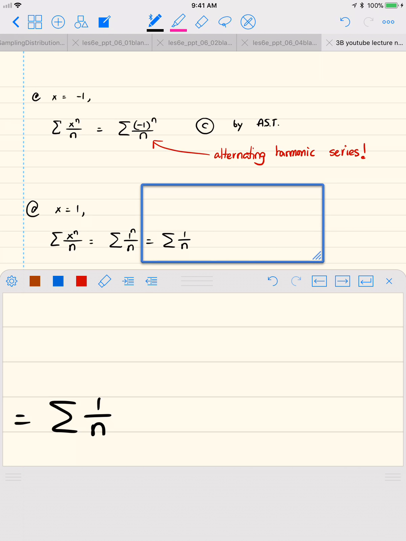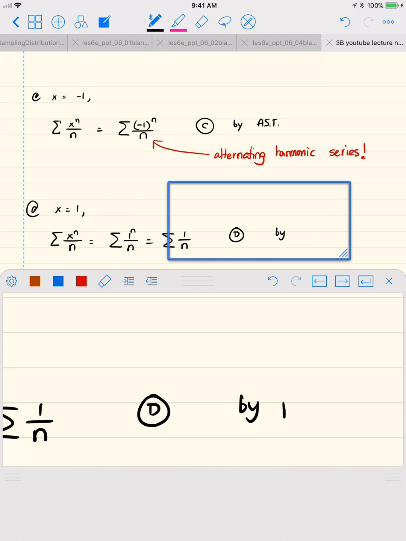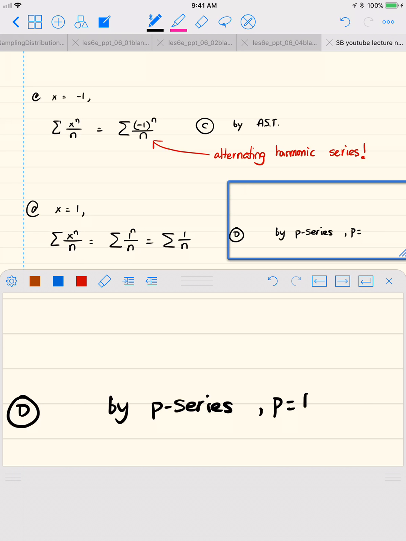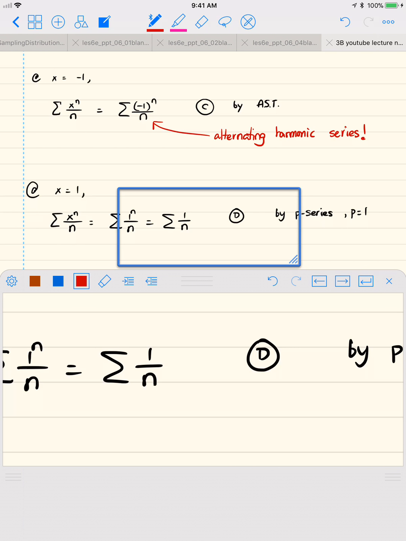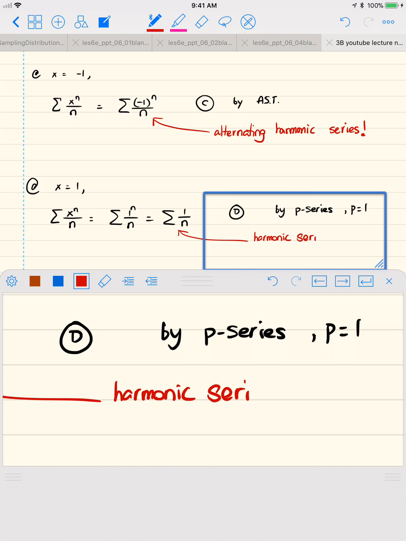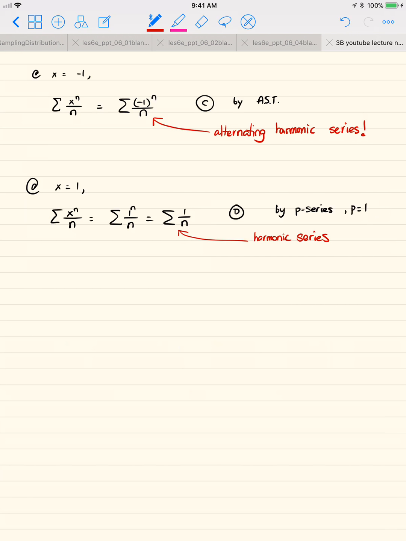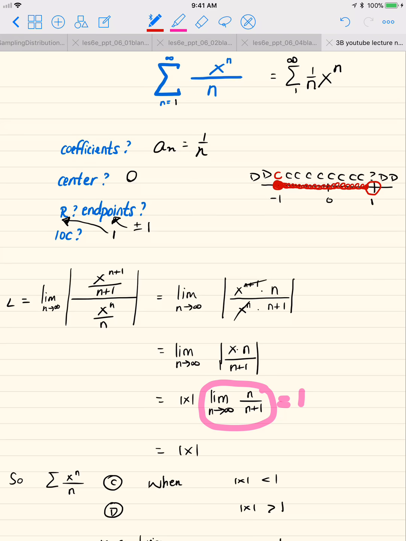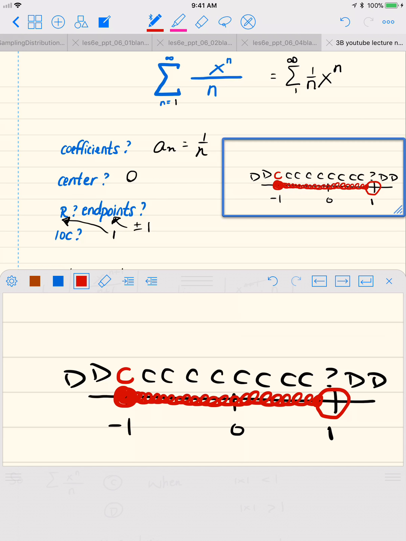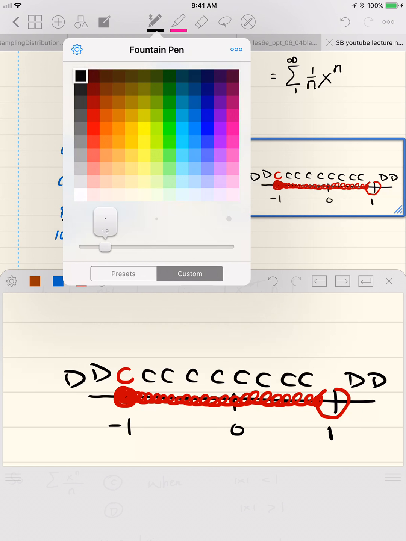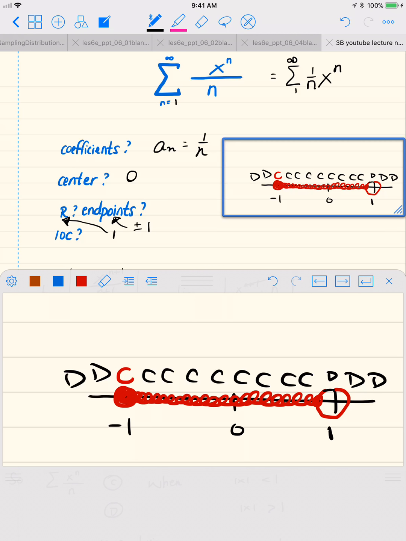Does this series converge or diverge? It diverges. It's the harmonic series. So it diverges by the p-series test with p equals 1. So this one is actually the harmonic series. Okay, so since it diverges, we can update to say that the series diverges, so it is not included.